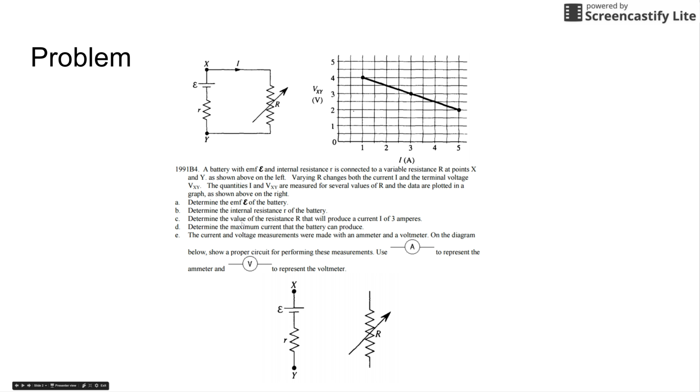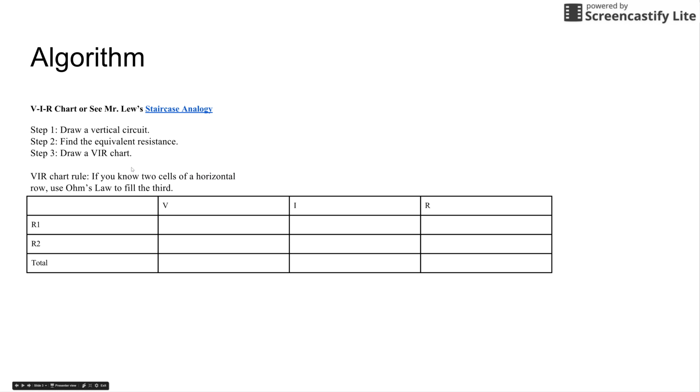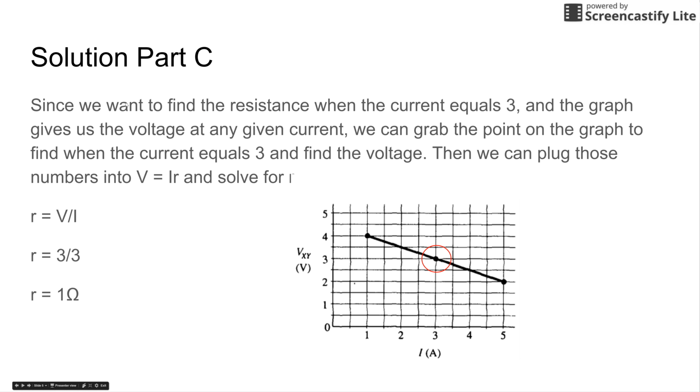The next one is we have to determine the value of the resistance R that will produce a current of 3 amps. So in order to do that, we want to find the resistance when the current equals 3. And the graph already gives us a point, or it gives us the voltage at any given current. And so we can grab the point on the graph where the current equals 3, and then find the voltage. So we plug that into VIR and solve for R. So R equals V over I. In this case, V is 3 when I is 3. So we get 3 over 3, and R equals 1.